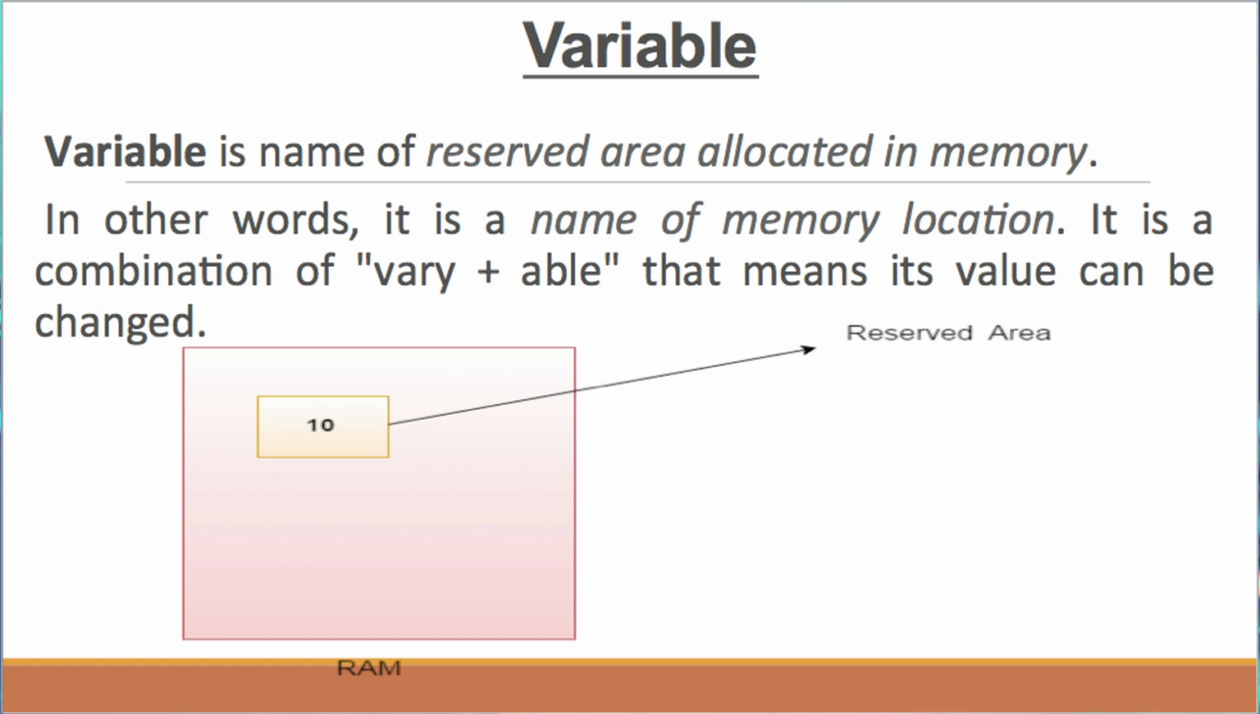It is a combination of variable. Variable means we can change the value of that variable, so its value can be changed. It is not constant. In case of a constant, the value will never change, while in case of a variable its value will change. Suppose we are doing some calculation, and next time we do the same calculation, then we can put a different value in the same variable.